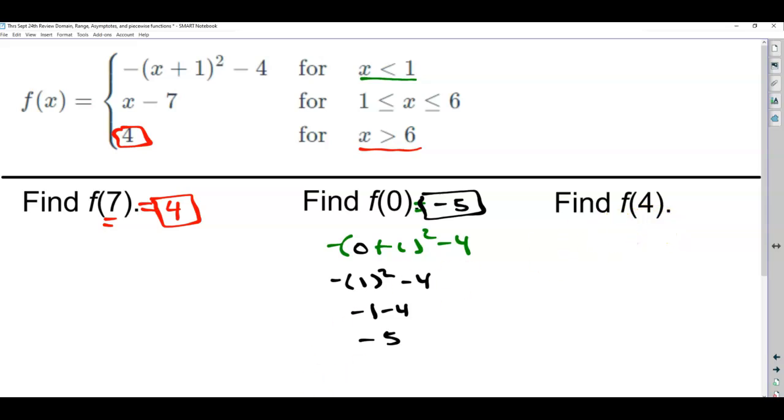And the last one, let's find f of 4. So 4 is between the inputs of 1 and 6. So we would use the middle equation, which is x minus 7. And we're going to basically just plug in 4 into the function. 4 minus 7 is equal to negative 3.